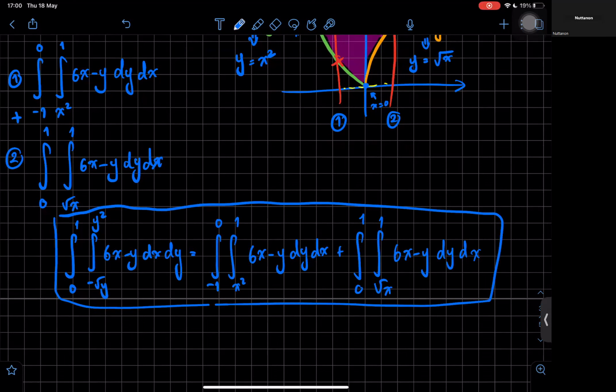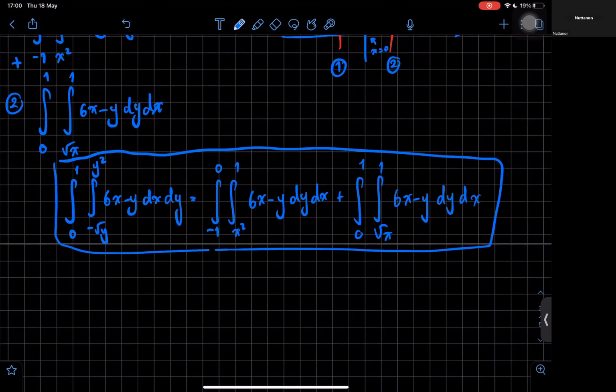Then you compute the integration. This integration is not that difficult, because x and y are mostly separate. Please try to do it yourself. But the answer will be minus 31 over 20.